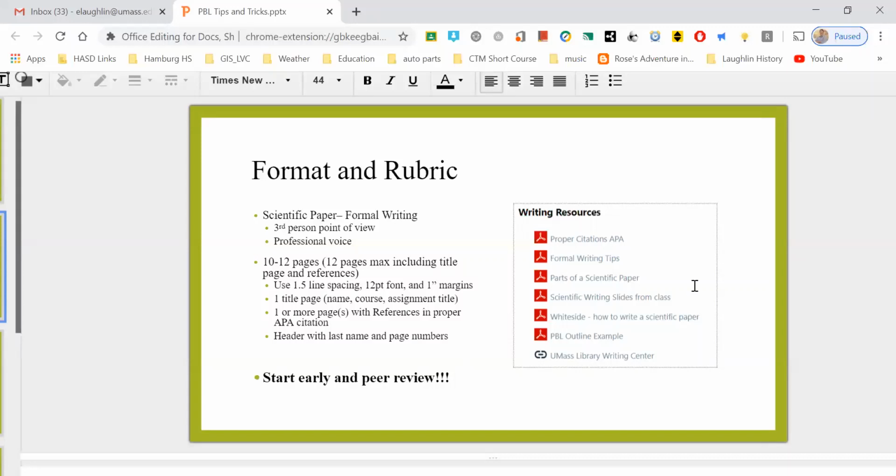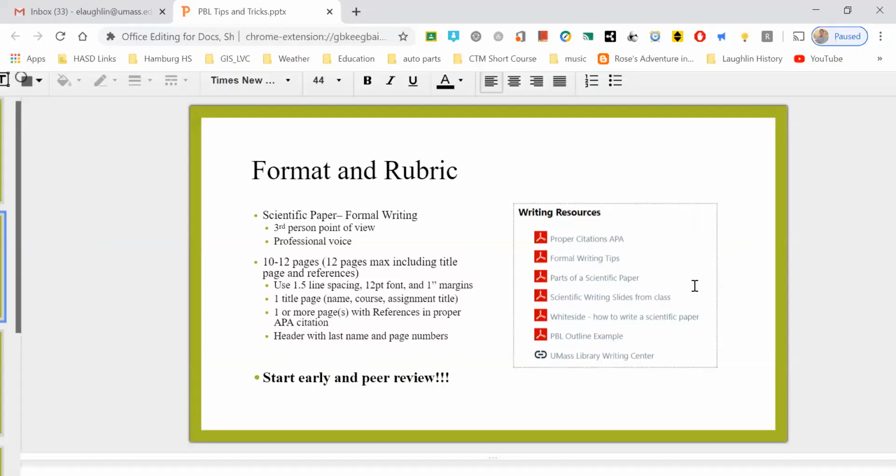But I also want to include that with the page requirement, 10-page minimum, 12-page maximum, this actually includes the title page and reference pages. And that way, if you have 8 pages of the main part of your writing, which includes the intro, body paragraphs, and conclusion, and you have 1 page for your title page and 1 page for your reference page, this actually meets the 10-page minimum requirement.